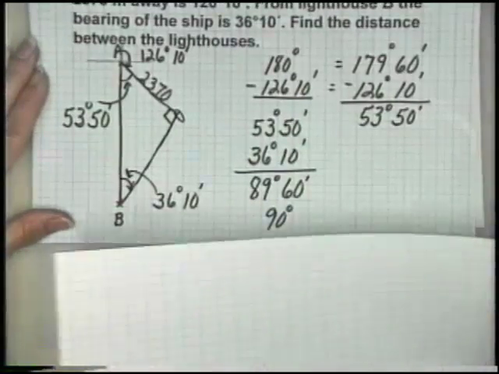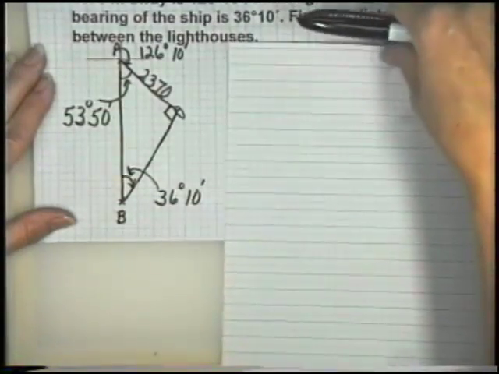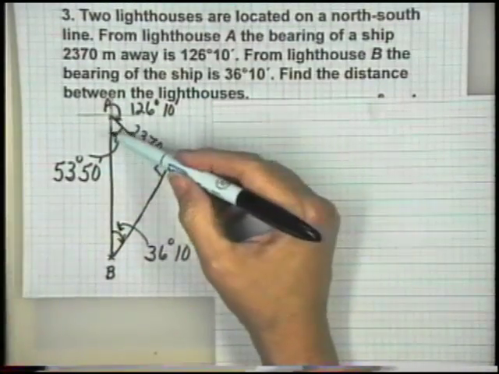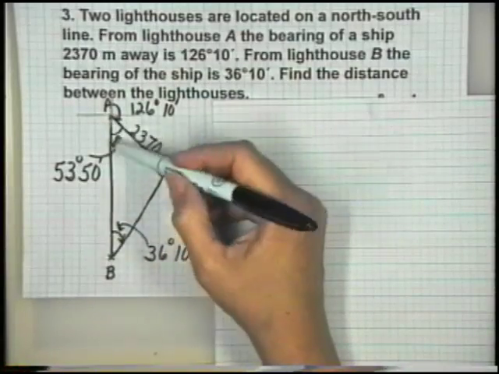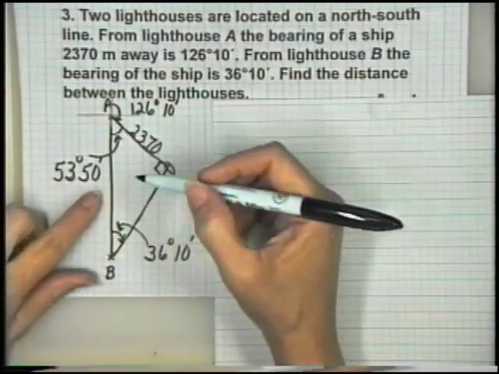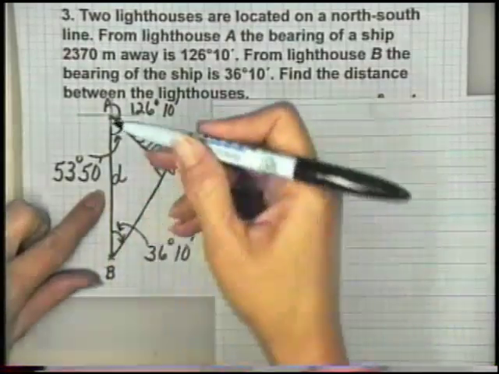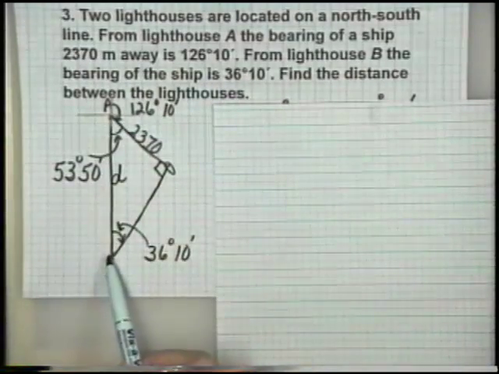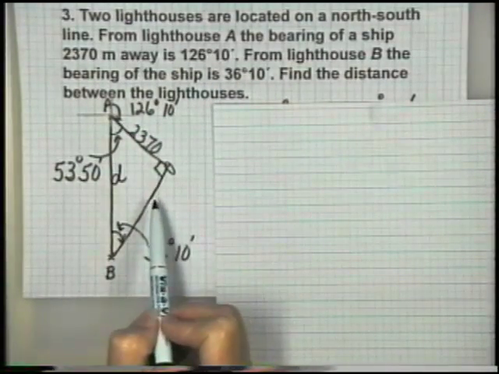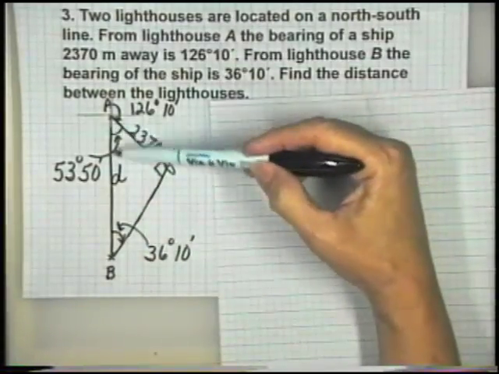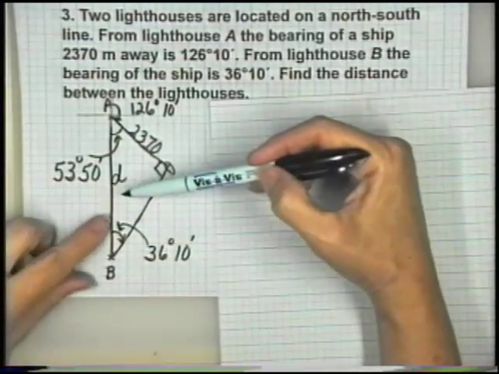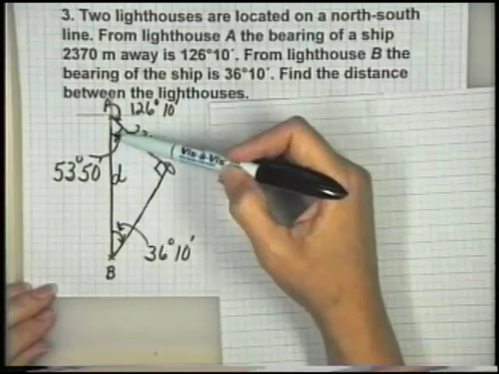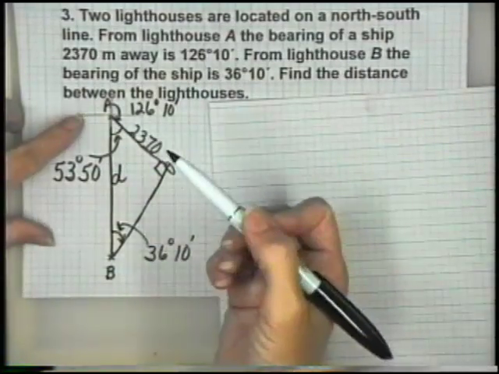Now the question is, maybe it'd be better to do it like this. I know this side and I know these two angles, and what I want to do is find this side, don't I? I'll just call this side D. They're calling it the distance between lighthouse A and lighthouse B, and D is the hypotenuse because it's across from the right angle. So I've got two angles, a leg, and I'm looking for the hypotenuse. It probably would not matter which one of these angles I used.